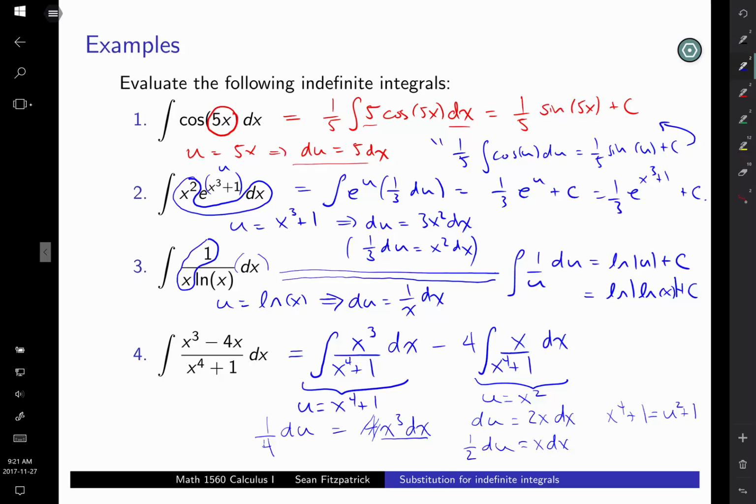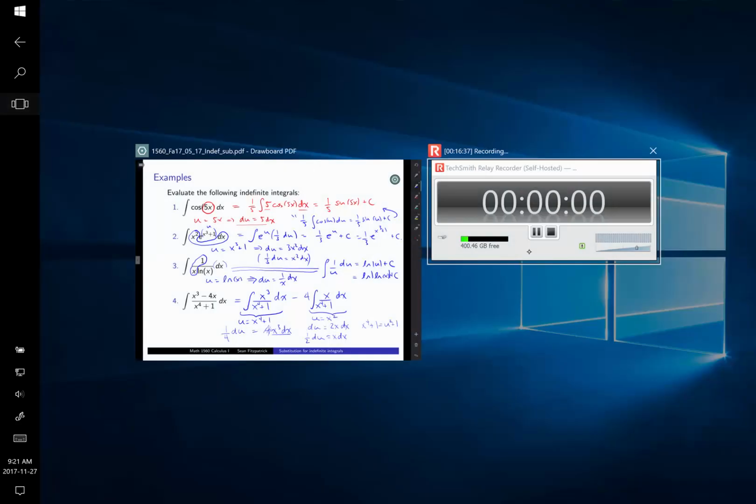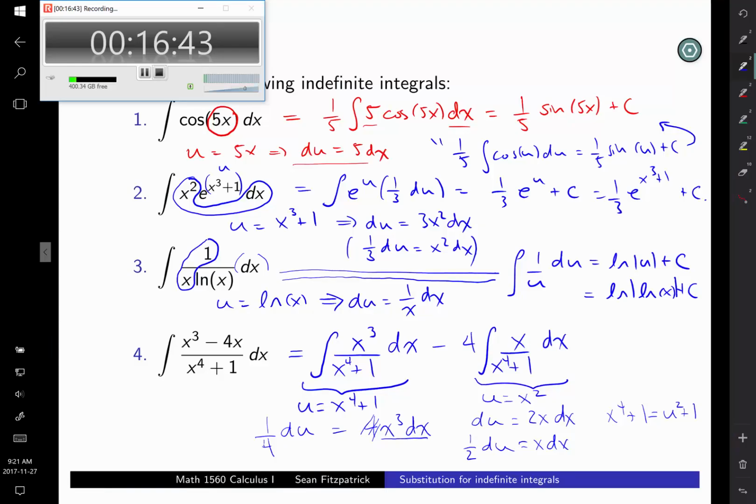Okay, let's move on now, and we're going to see how to use substitution to evaluate integrals of all the trig functions.